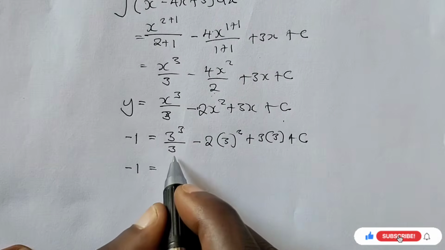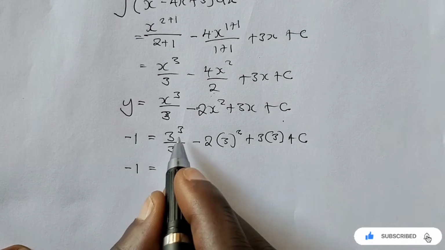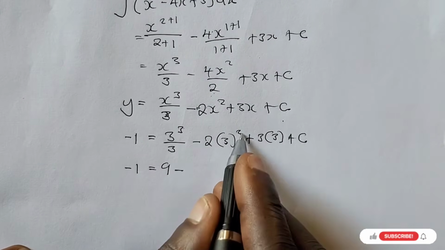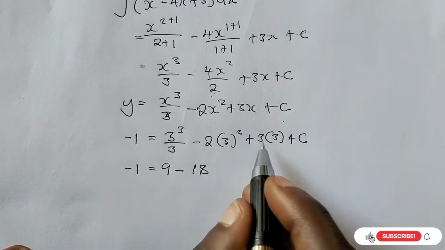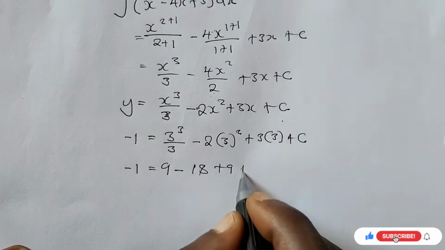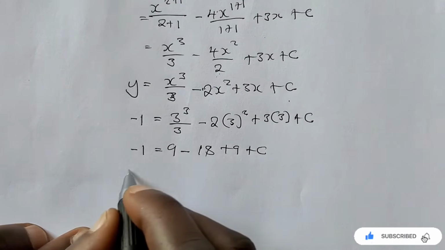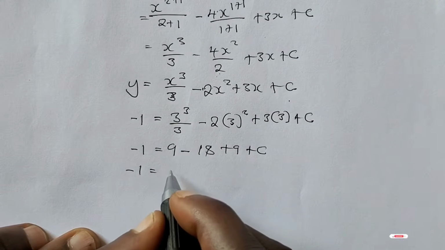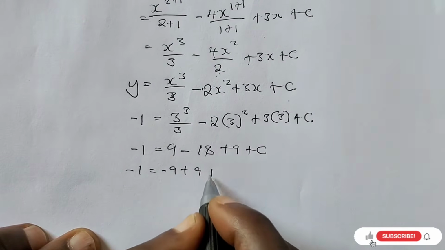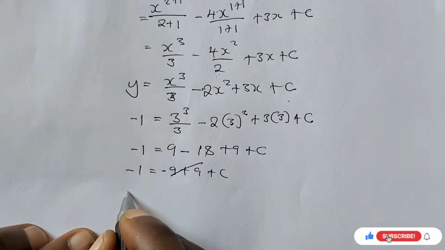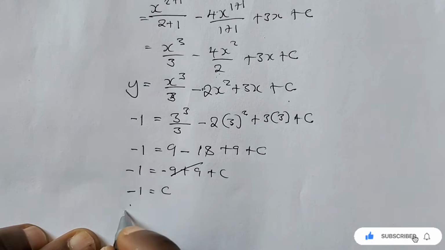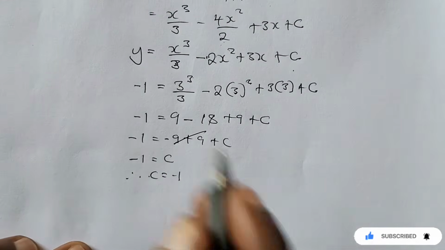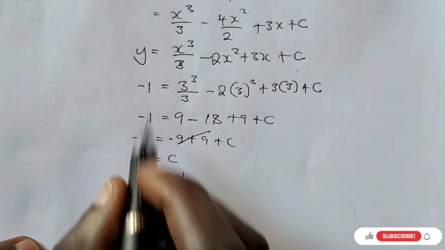This is 27 divided by 3, 9. Am I right? 3 to the power 3 is 27, divided by 3 is 9. 3 squared is 9. 9 times 2, 18. 3 times 3, 9. Am I right? So we have negative 1 is equal to 9 minus 18, which is negative 9, plus 9 is just easy 0, plus c. Am I right? So c is equal to what? Negative 1.